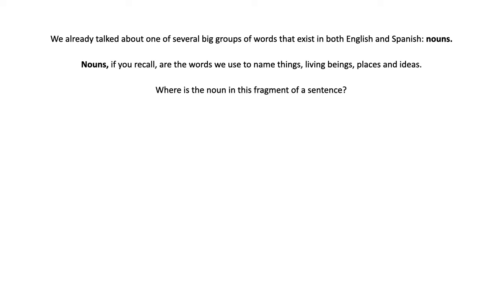So let's look at a small fragment of an English sentence. I'm very narcissistic. That means I always talk about myself and think only about myself. So we're going to make this about myself, the professor. Where is the noun here? Where is the word that we use to name a thing or a living being or a place or an idea? It's quite simple. It's right here. Professor. Professor is a noun, right?